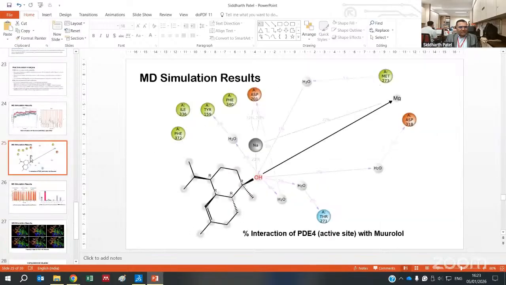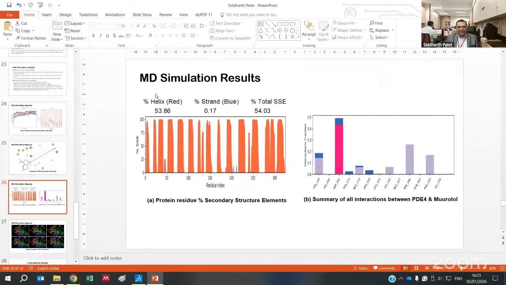Here are some of the results. This is the SSE result, which is showing the blue one is beta sheets and the red one is alpha helix. This is called SSE, secondary structure elements. And here at the right side, the summary of all interactions is given, showing which amino acid is interacting in which way. So this is the summary of interaction.